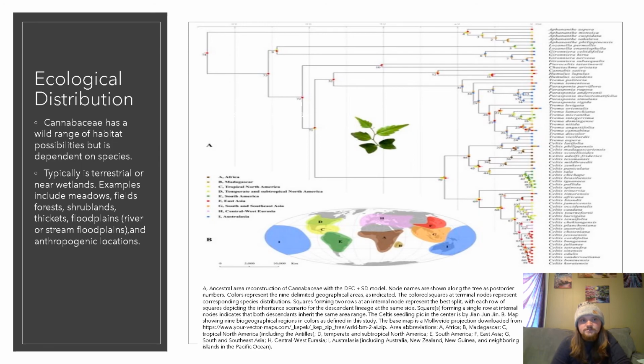Regarding ecological distribution, Cannabaceae has a wide range of habitat possibilities, but it's more dependent on species, and it's typically found in terrestrial areas or near wetlands. Examples include meadows, fields, forests, shrublands, thickets, floodplains, and anthropogenic locations. Anthropogenic locations means man-made locations, especially for Cannabis L. or Humulus L.